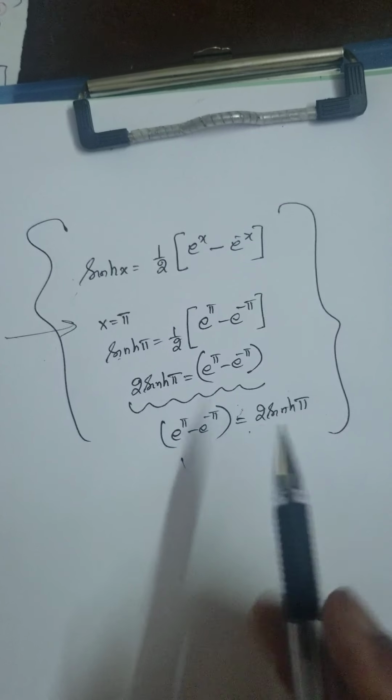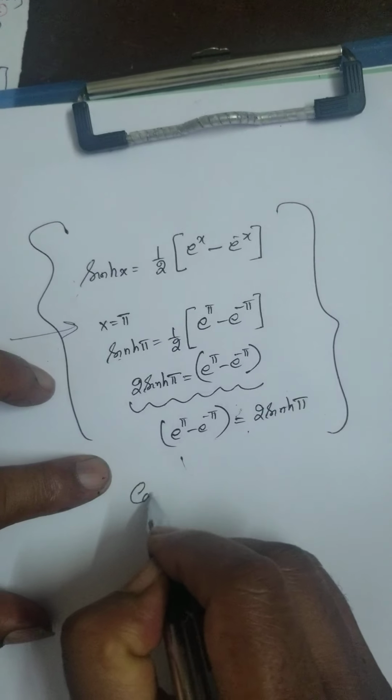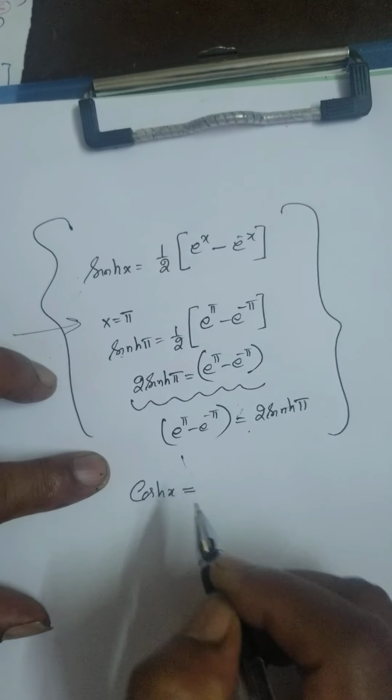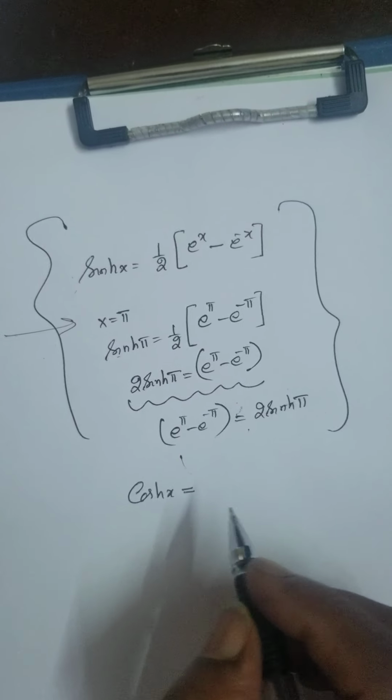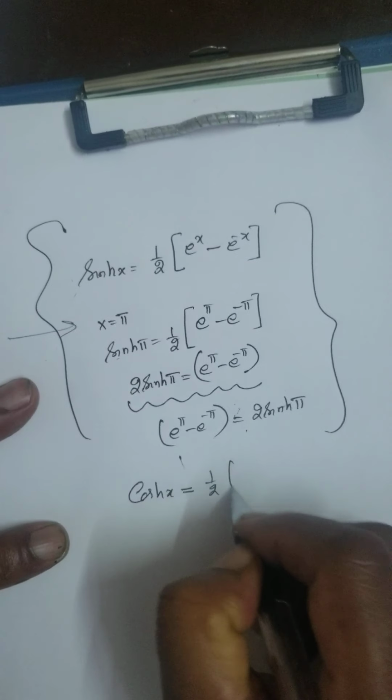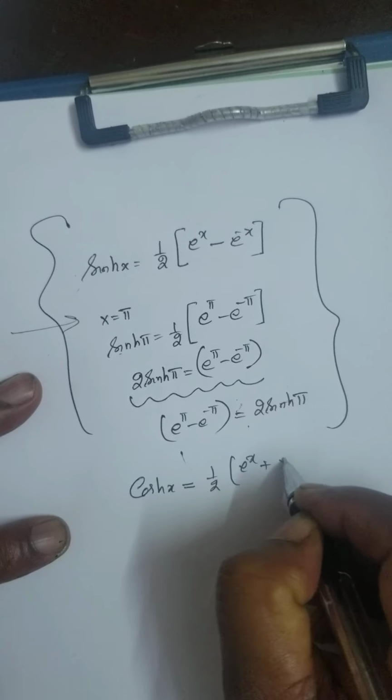e to the power of x, you have done this. Then again what? What is cos hyperbolic? Now, you will not forget: half of e to the power of x plus e to the power of minus x.